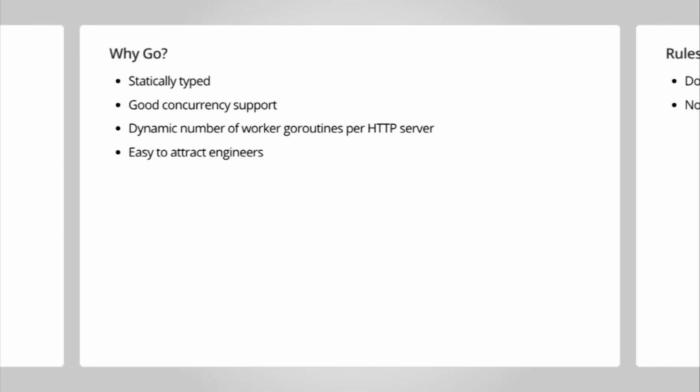Why did we pick Go? Go is a statically typed programming language. It has good concurrency support. We felt we could do things in background. The HTTP server in Go is made up of a dynamic number of Go routines. It does not have a fixed number of workers. So we felt that we could trade off latency for throughput under load. Go is very shiny. It is easy to attract engineers to work on. We actually found a lot of programmers wanted to write Go over C++.